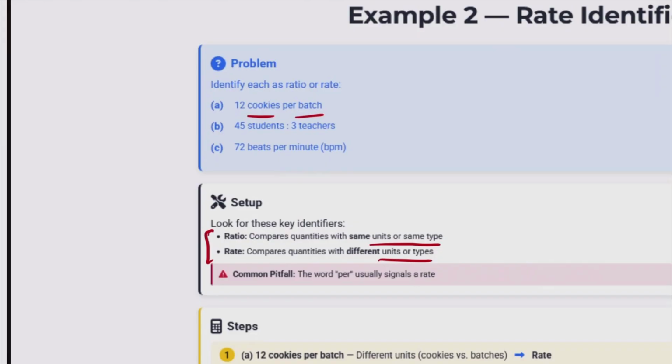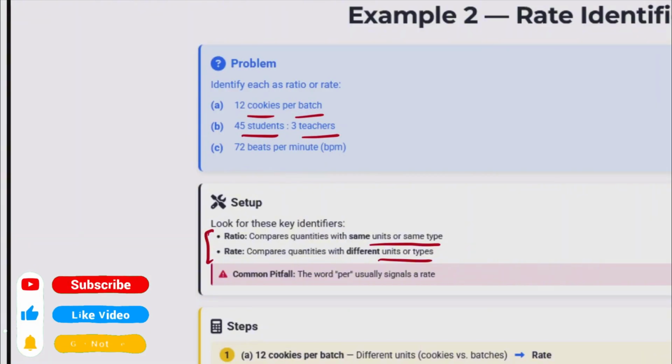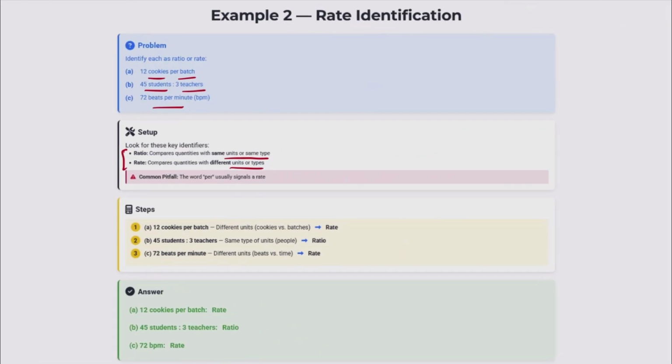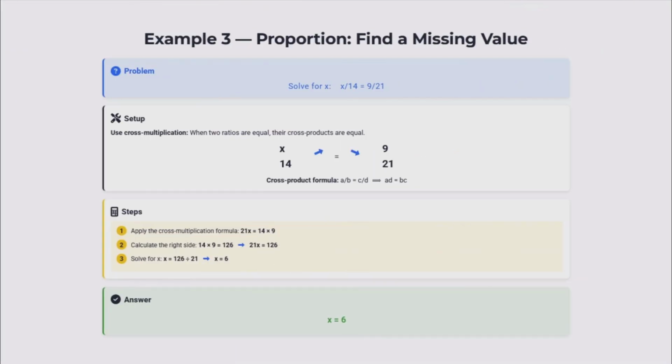Look at the next one. We have students and we have teachers. Yes, they're different, but still the same type. All of them are human, all of them are people, right? So we can consider this one as the ratio. And at the end, we have 72 beats per minute. Beats and minutes are completely two different things, so we can consider this one as the rate itself. So again, the only thing you have to know is that when you're comparing quantities, make sure whether they are the same unit or different, and based on that you can say they are either ratio or rate itself.